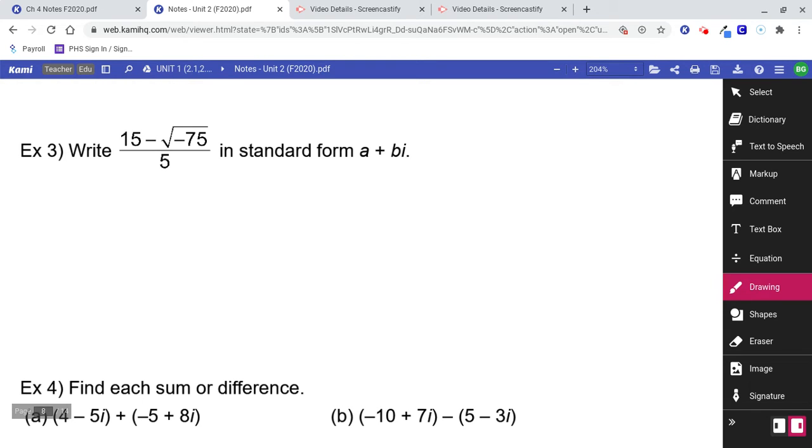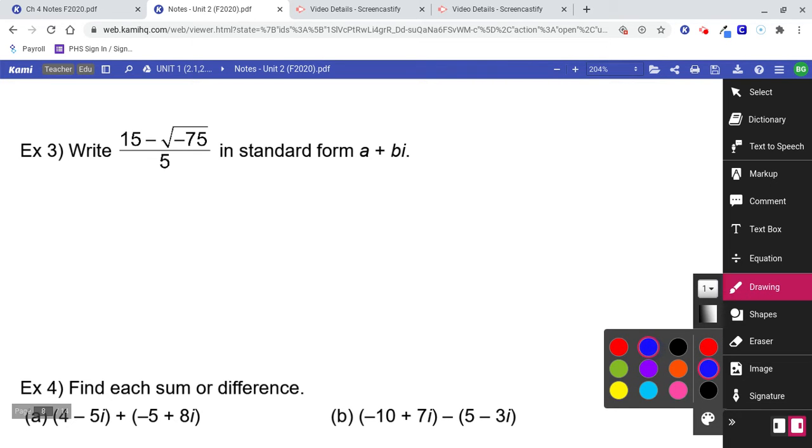Number 3, we need to simplify that. Write it in standard form, a plus bi. Essentially, we've got a lot of things to clean up. The first thing I see is this right here, square root of negative 75. I want to handle that.